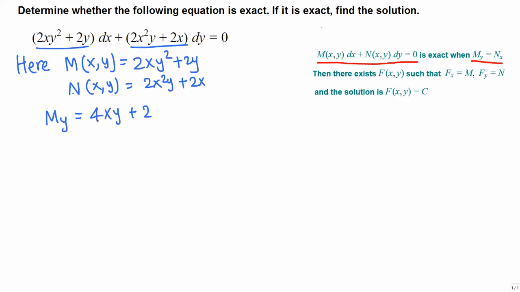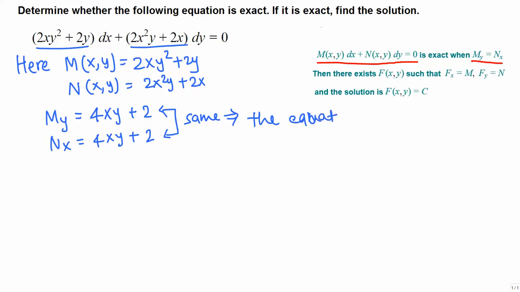Now let's find the derivative of N with respect to x. So y counts as constant, so 2 times 2x is 4xy, plus the derivative of 2x, which is 2. And M_y is the same as N_x, they are the same. That means this ordinary differential equation is exact. Then we move to the next step here.